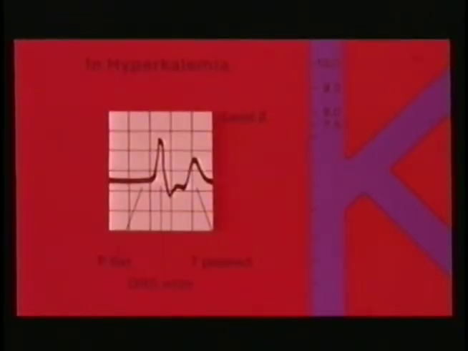In hyperkalemia, the electrocardiogram characteristically shows flattening of the P wave, widening of the QRS complex, and peaking of the T wave.